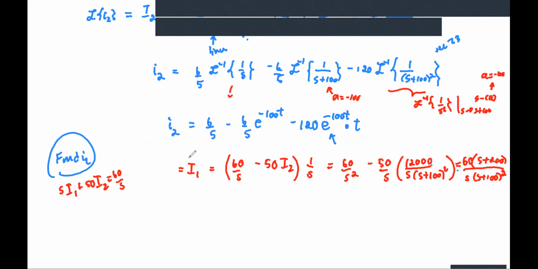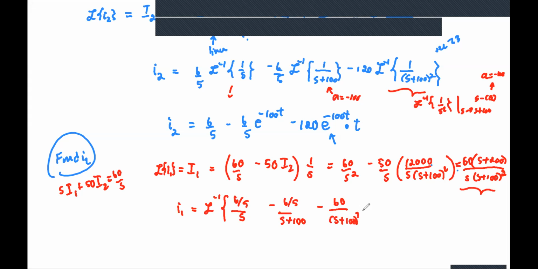And the capital I1 is the Laplace of the current I1. Therefore, we're gonna do the partial fraction of this. Quick one, use a symbolic calculator, and we get, well, we already ran out of time, so I'm gonna give you what I have. So 6 over 5 over S minus 6 fifths over S plus 100, almost the same as what we got again. And then the last term is negative 60 divided by S plus 100 to the power 2.